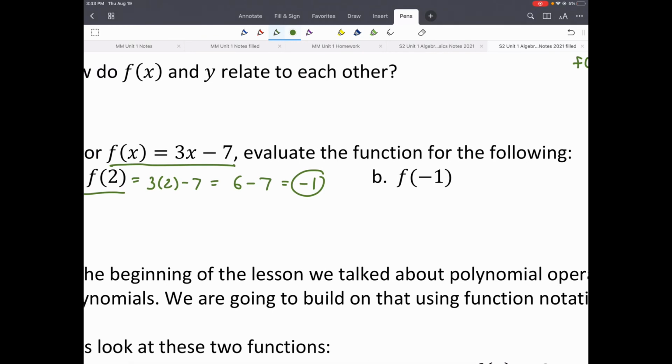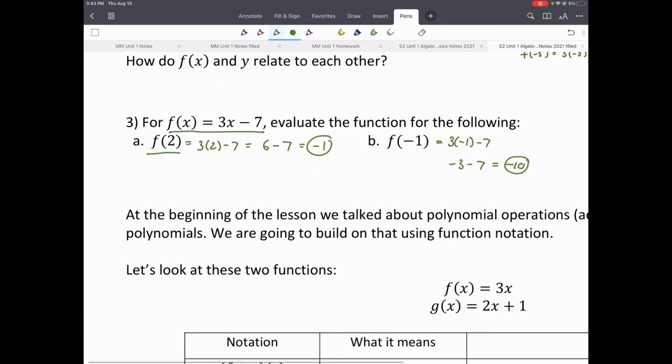Okay, so here we can do another one. So f of negative 1. So again, we're just substituting negative 1 in for x. So 3 times negative 1, minus 7. So we get negative 3 minus 7, which gives us negative 10. So not too bad, all right?